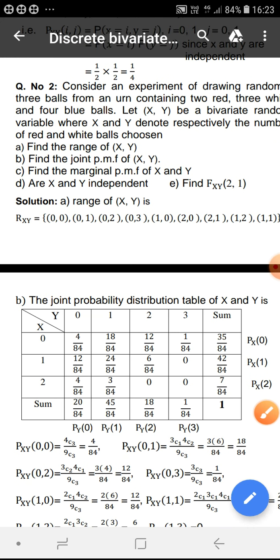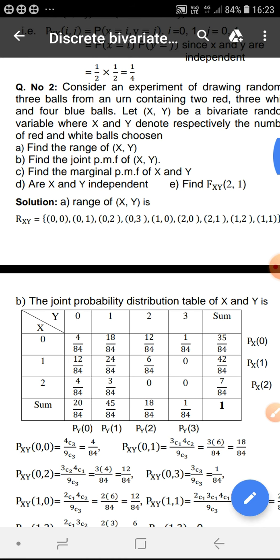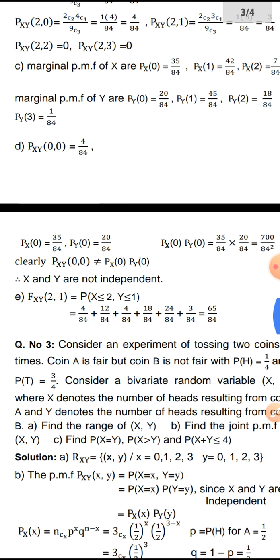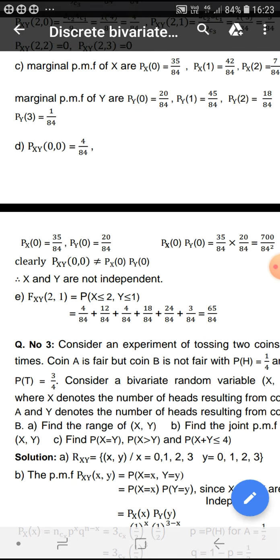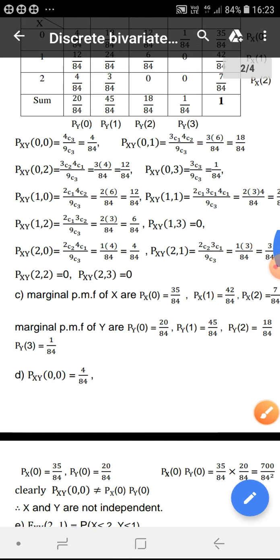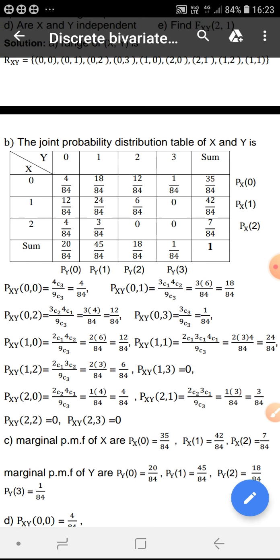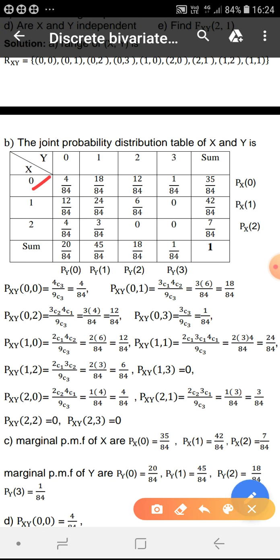Then the last part. Find the joint cumulative distribution function, capital letter Fxy of 2, 1. That means it is the joint probability that X will be less than or equal to 2 and Y will be less than or equal to 1. X less than or equal to 2 means you need to consider X as 0 and 1. Y less than or equal to 1 means you need to consider Y as 0 and 1.